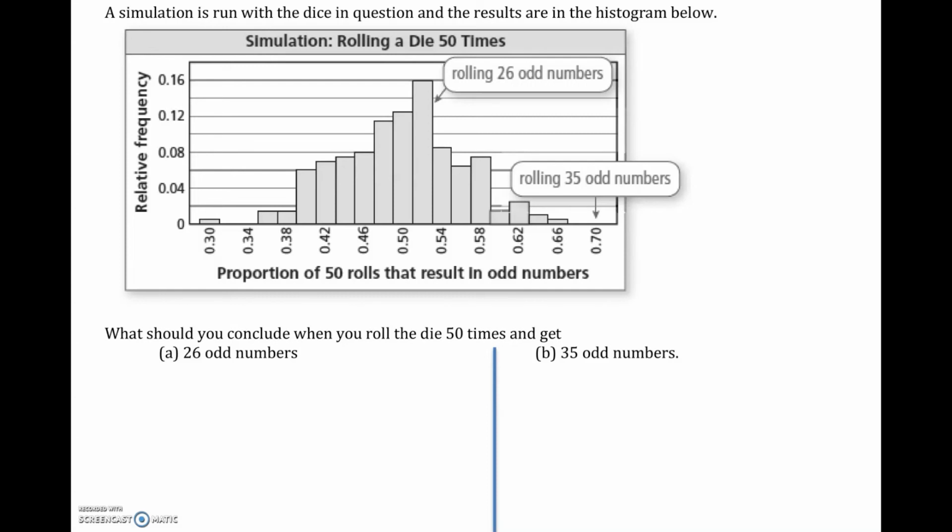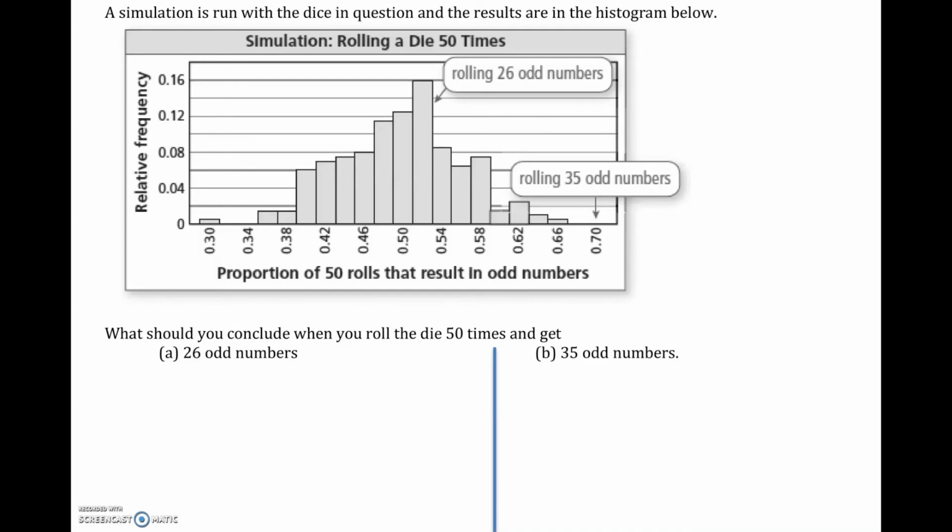So for example, take the proportion of 50 rolls that result in odd numbers. Let's say you got 38, or 38% of your rolls were odd numbers. You saw that roughly a little under 2% of the time. So that's kind of what this is saying.